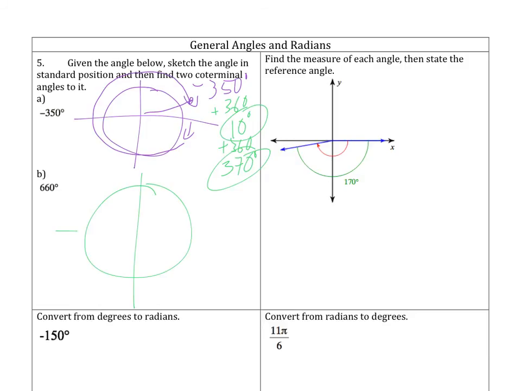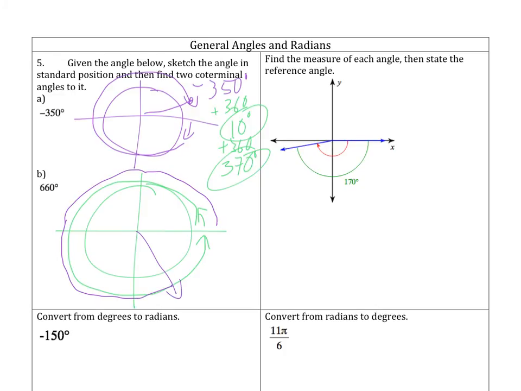660, whew. So we're going counterclockwise. There's 360. And if I keep going around, that's going to be 450 because I'm plus 90, plus another 90 is 540. Then plus another 90 is 630. I'm going to be somewhere over here.